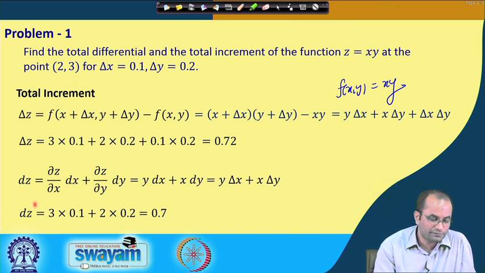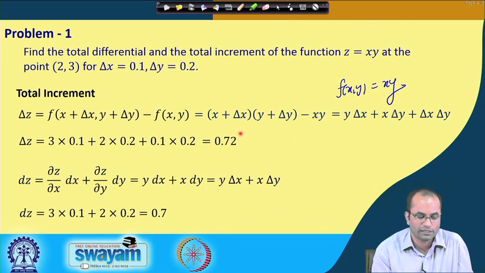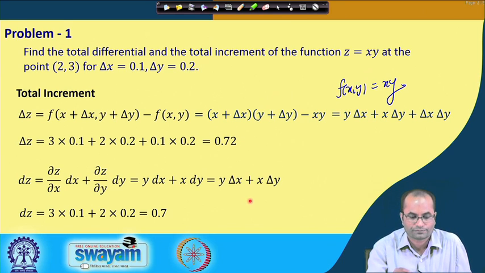So, there is naturally a difference between Δz and dz, but when Δx and Δy are small numbers, then they will be a good approximation to each other, or dz will approximate well this Δz term.